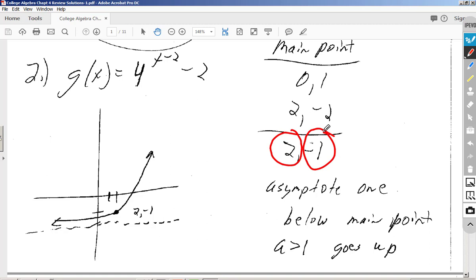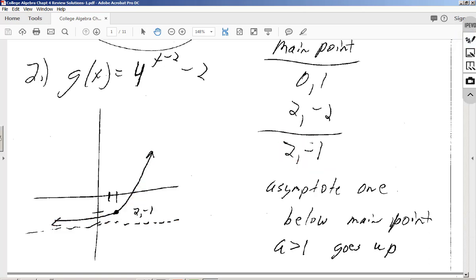So I go to this point right here. I make a dot at 2, negative 1. The asymptote is going to be 1 below. So I put in my asymptote. And then since that is still the 4, I'm just going to go up as I go from left to right. And so that's what your graph of g of x equals 4 to the x minus 2, minus 2 would look like.